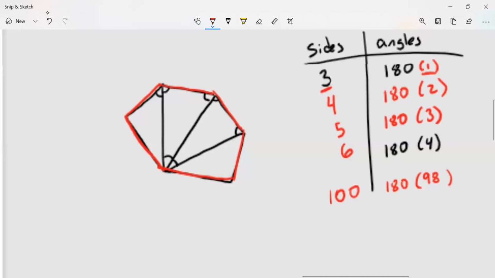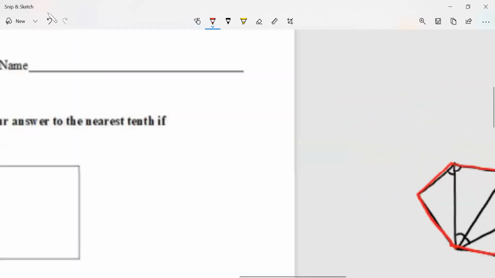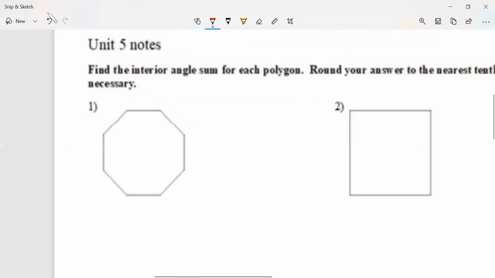So if I have a figure with n many sides, how many 180s do I have? I will have n minus 2 times 180. This is a formula we are going to use for the interior angles of a polygon: 180 times n minus 2, where n is how many sides we have. All right, having that said, let's take a look at question number 1.